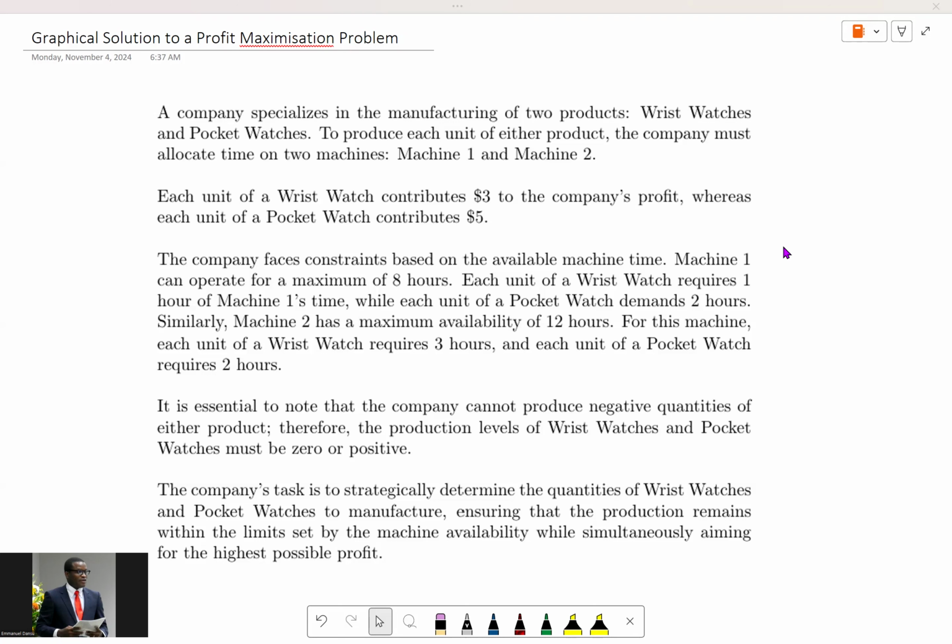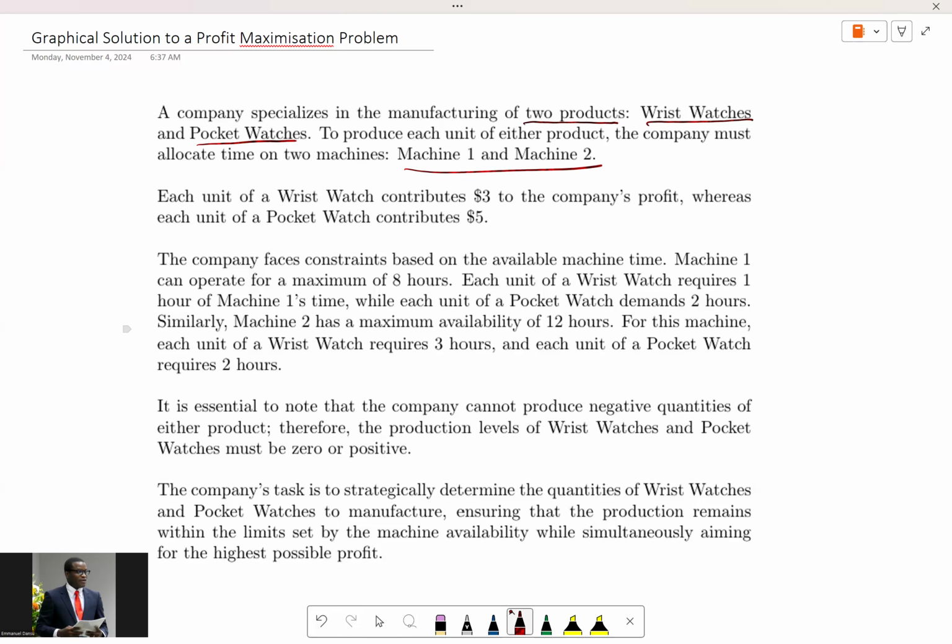In this video, I'll be taking the graphical solution to a profit maximization problem, and the question is as displayed on the screen. A company specializes in the manufacturing of two products. So you can see two products to start with, and then the products are wristwatches and pocket watches. To produce each unit of either product, the company must allocate time on two machines. So you have machine one and machine two.